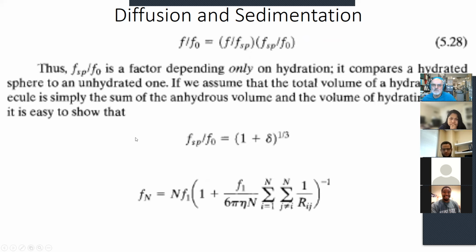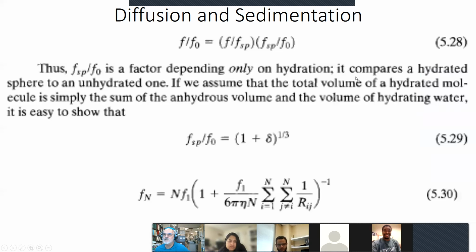And the question is, what does it assemble into? On this slightly out of focus figure is some of the stuff that I just said to you. The F over F naught value is corrected for hydration and shape through terms like this. And what does it say here in this text? It doesn't say what I think it should say.